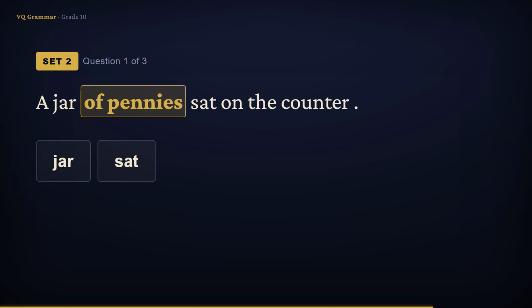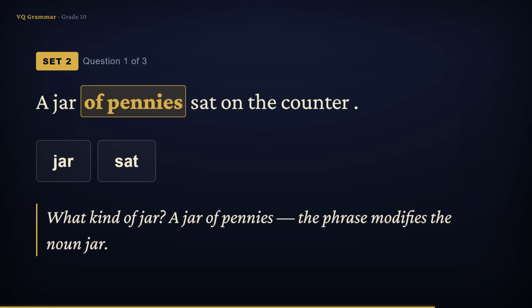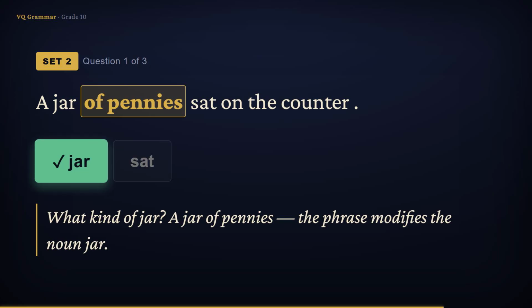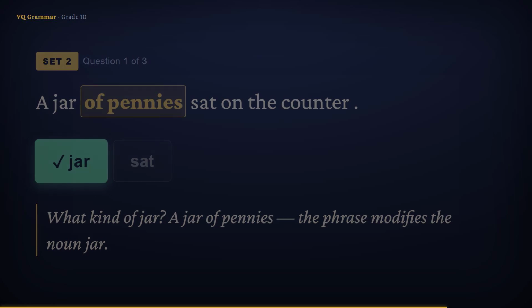A jar of pennies sat on the counter. What kind of jar are we picturing? A jar of pennies. The phrase is describing the noun, not the action. The answer is jar, and because it modifies a noun, this is an adjective phrase.